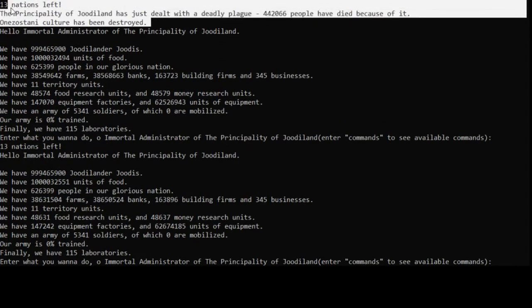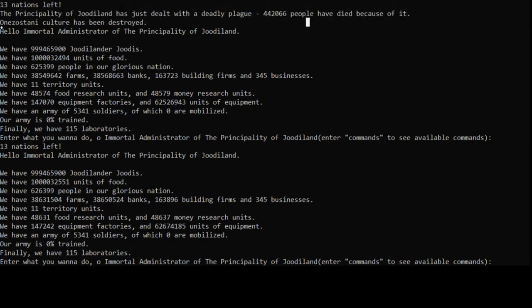We just had a deadly plague. 442,000 people died, and this resulted in the Onizostani culture being wiped out. The Principality of Joodiland has dealt with another deadly plague, and 521,501 people have died, and the Itatikuwian culture was destroyed because of it. Yes!